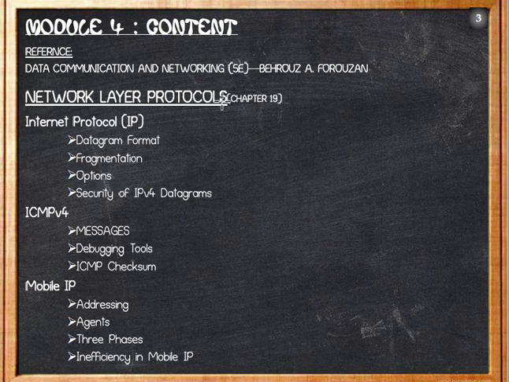So we have finished the datagram format. Then we have seen the fragmentation, how the offset address will be generated. Now we'll move on to the options and security of IPv4 datagram. So in this particular video, we'll be learning about the different types of options available as well as the security concern of IPv4 datagram.